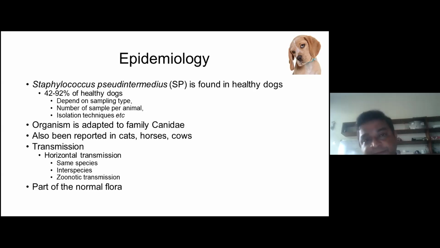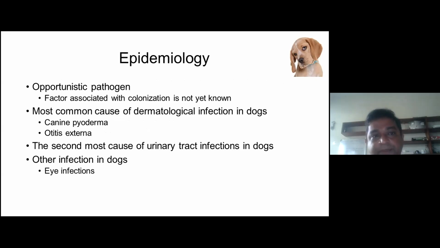Another important thing we have to keep in mind is that Staphylococcus is part of the normal flora. That means it is there. We cannot eradicate it because it's part of the normal flora. But it can be an opportunistic pathogen, and we don't know most of the factors associated with colonization. Still, we need a lot of studies and things to be investigated, but it's an opportunistic pathogen.